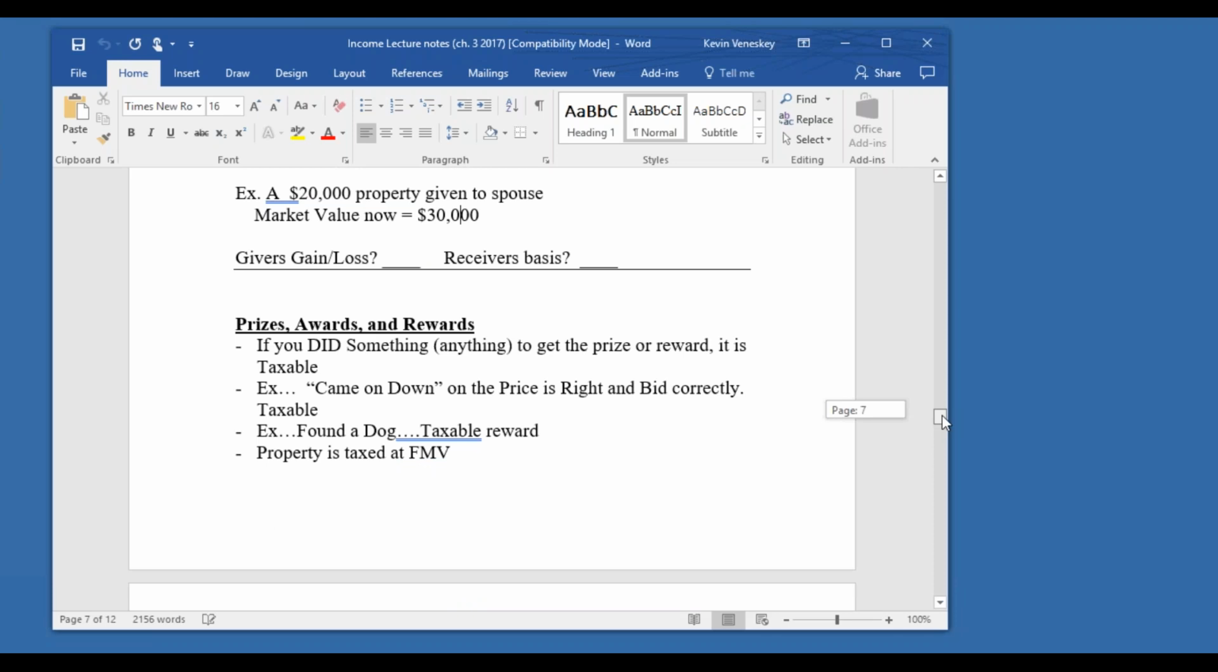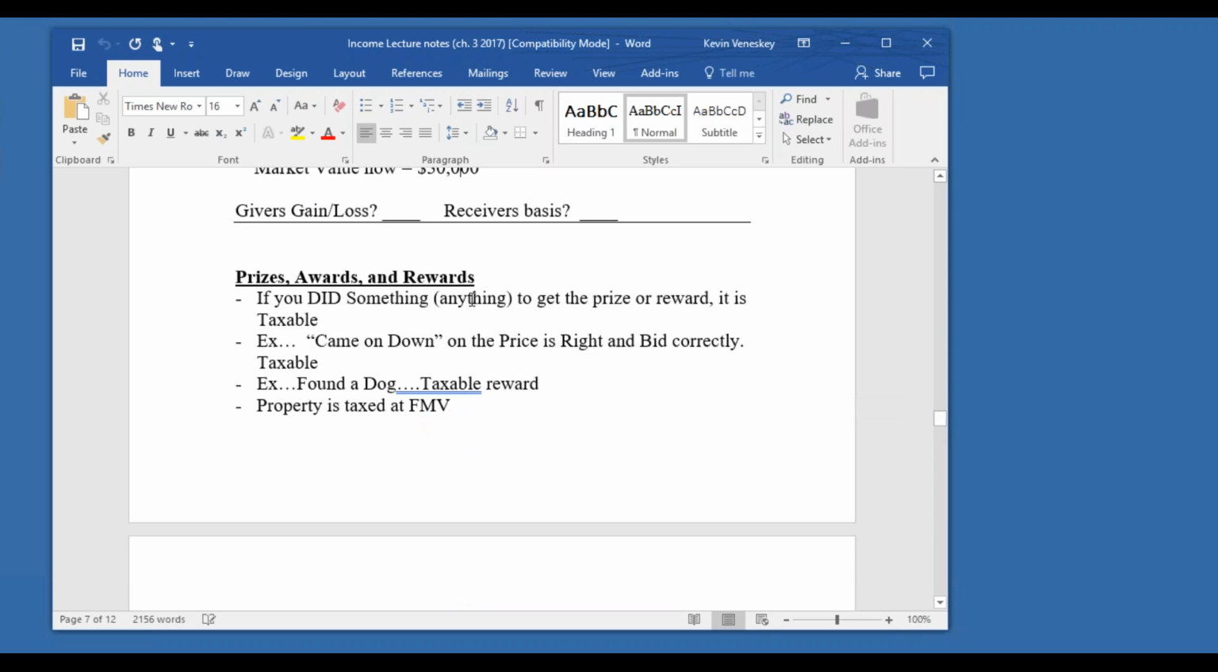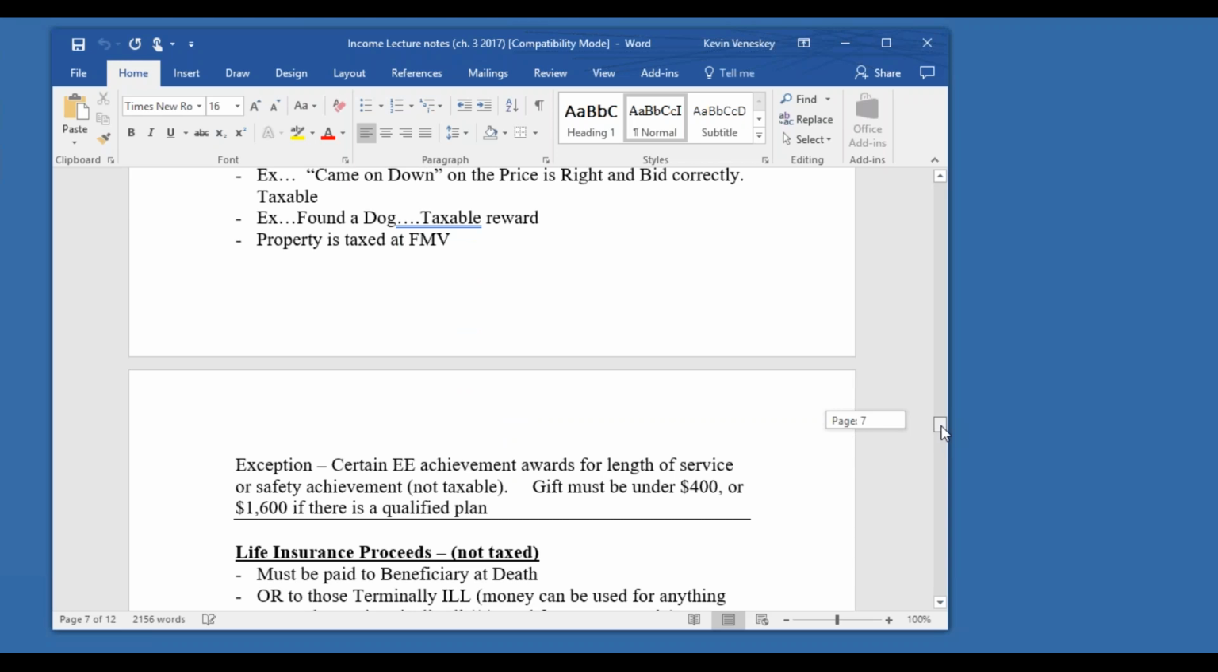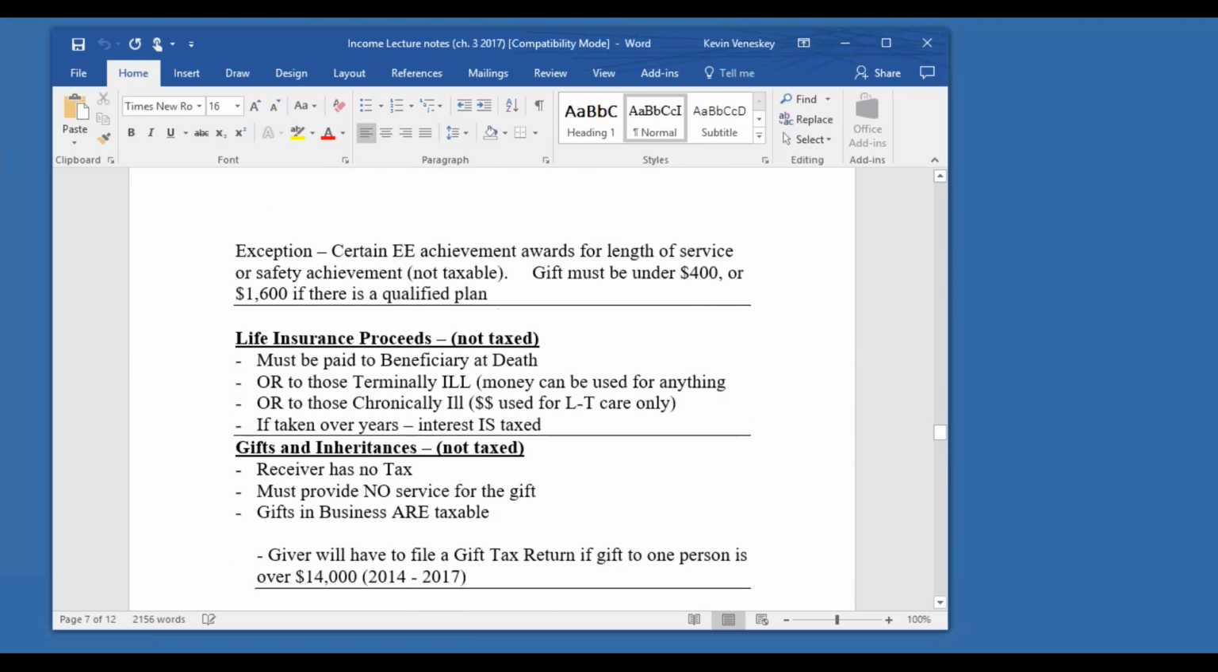Prizes and awards, I talked about this at the beginning of the lecture. If you did something, you made a call, you called into the radio show, that's you doing something, then you are considered taxable for that prize. Or any reward that you found, that you earned, is considered taxable. The only thing that's specifically exempt is an employee achievement award from your employer, if that award is for length of service or a safety achievement. Gifts have to be under $1,600 as long as the company has a qualified plan in place. If it's under $1,600, that can be a tax-free award.